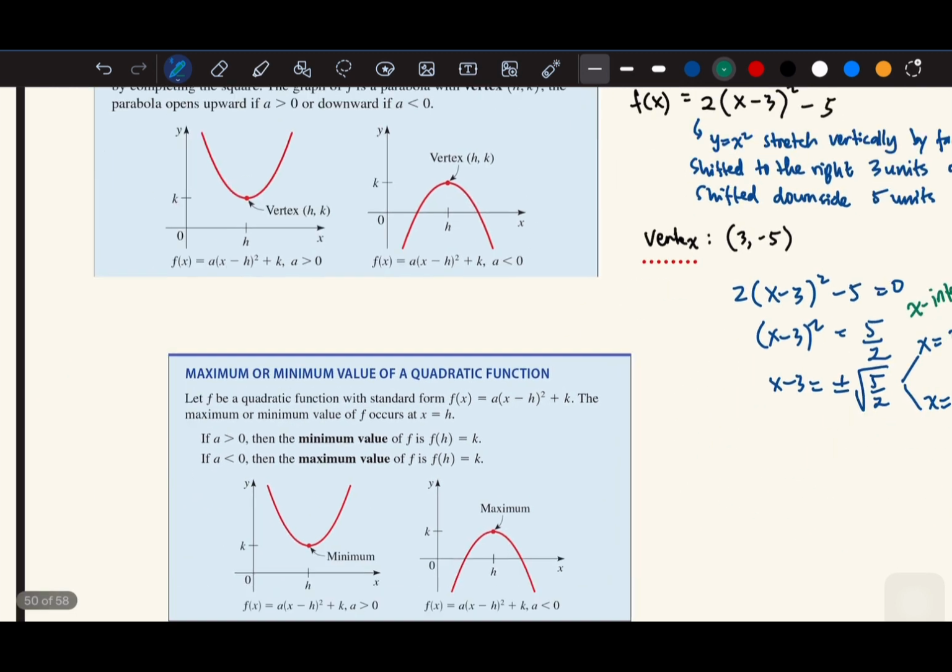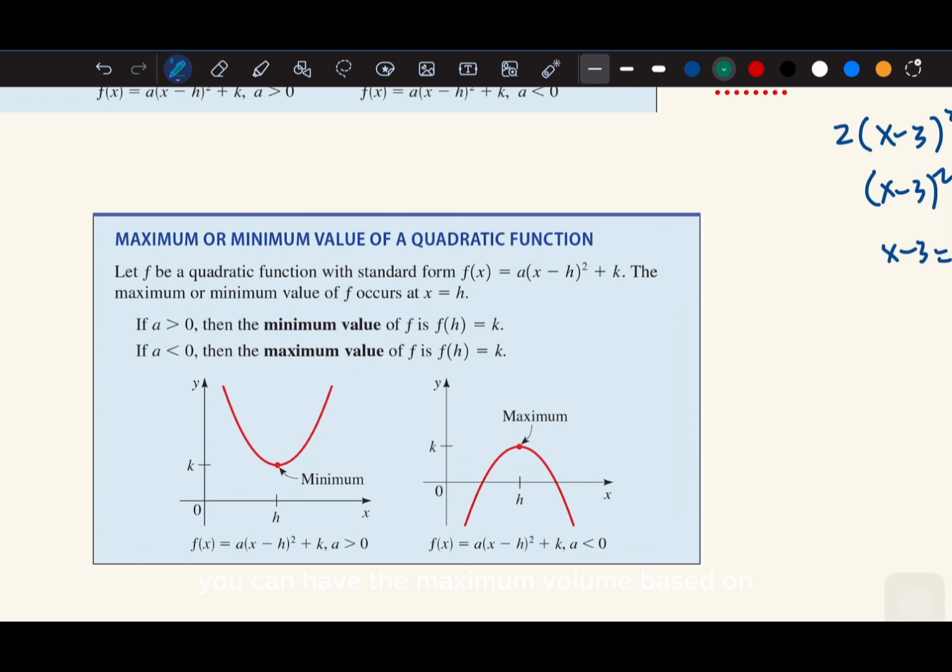So we can have the maximum or minimum value based on the same standard form of the quadratic, a times (x minus h) squared plus k. Okay. It has a maximum or minimum value at x equal to h. So we have the minimum value or maximum value depending on the value of a. If a is positive, then we have a minimum value, like we did in the example. That is the minimum value. If we have a less than 0, we have the maximum value. Okay, so it's supposed to be like this.